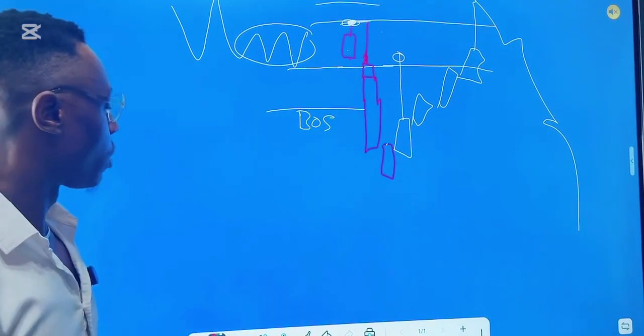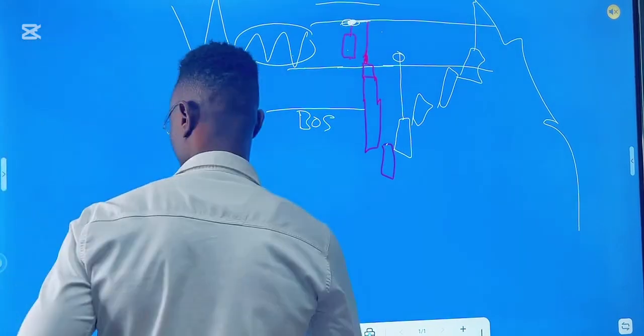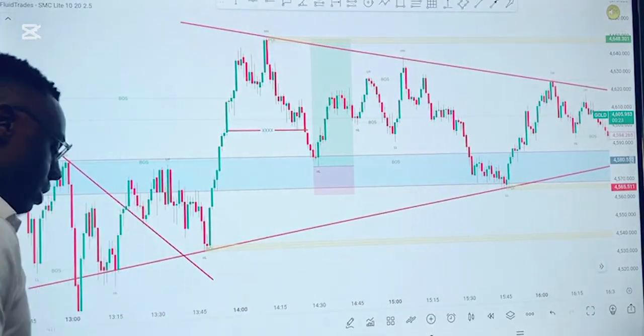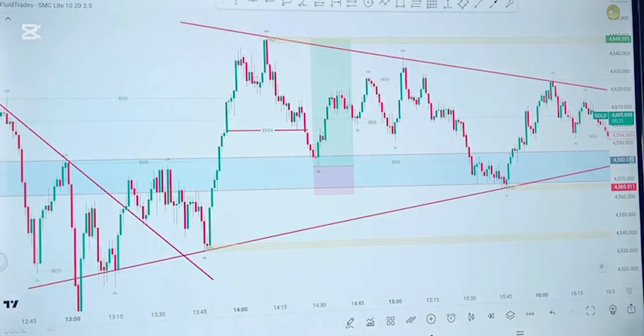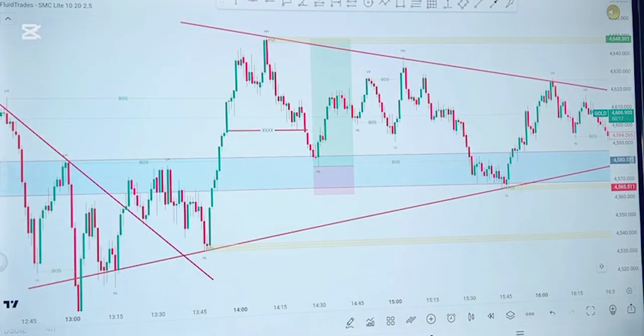So let's go to the chart. I think we need to go to the chart. What did we talk about order block? Now I had confluences here which I'm not going to explain, but I just want to talk about the order block side.